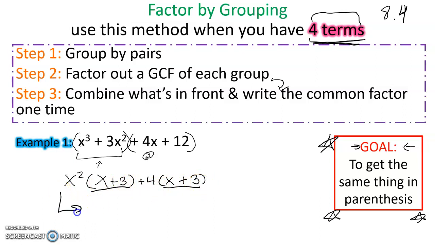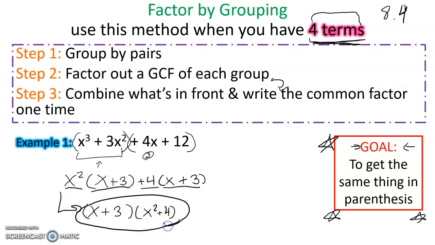So once I see that I got both these things inside the parentheses the same, what I can do from there is basically set up two sets of parentheses right here. I'm going to put one of the x plus 3 in here, so I'm going to do x plus 3 right here. And then I'm going to combine the outside terms, so the x squared and the plus 4, into its own little thing. And that's it right there. That's factor by grouping.